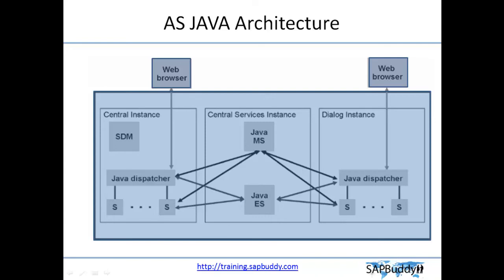Each dispatcher will communicate to the Java enqueue server. Also, each server process will communicate to the Java enqueue server. We can also see the server details in our systems. Let's go to our system.